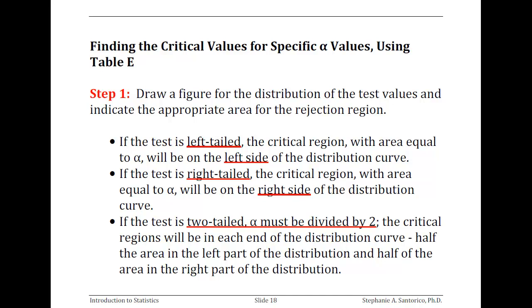If it's a right-tailed, you're going to do the opposite. So you're going to draw a little hash on the right, and you're going to have a probability of alpha to the right. If the test is two-tailed, you divide that alpha by 2. And so you're going to draw a hash on each side with alpha divided by 2 to the left of the one on the left and to the right of the one on the right.